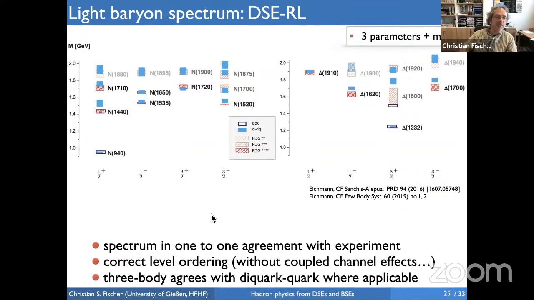And this can also be compared with the result in the 3-body framework. Since this is much more complicated, we only managed to do the ground state and first radial excitation in the 1/2 plus, and ground state and first radial excitation in the 3/2 minus. And again, grosso modo, the results agree nicely.